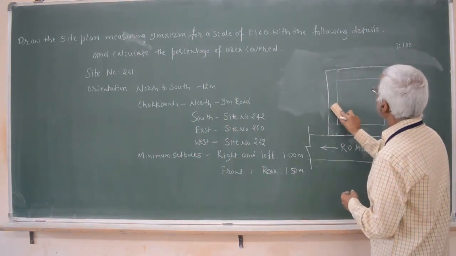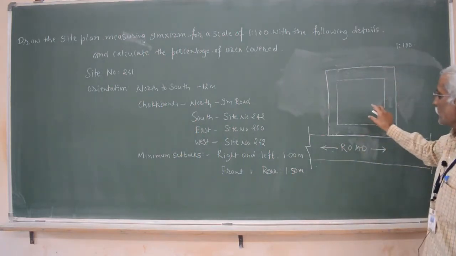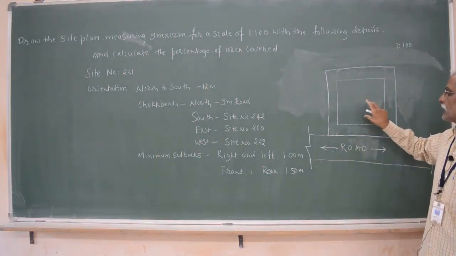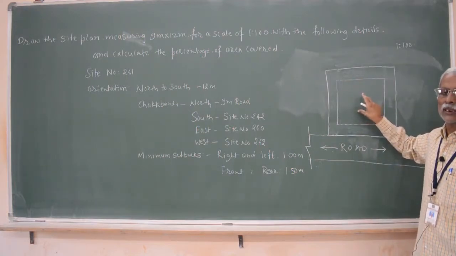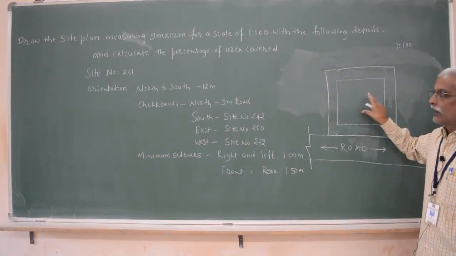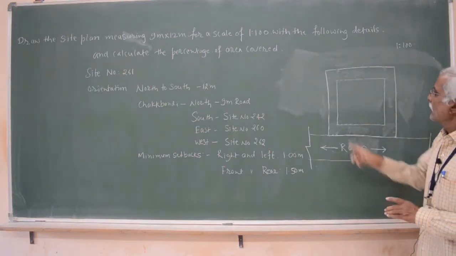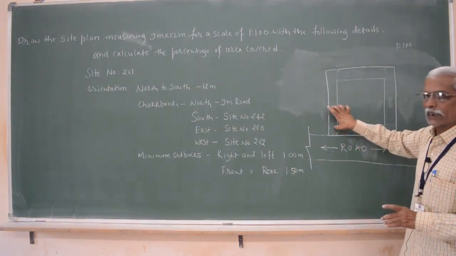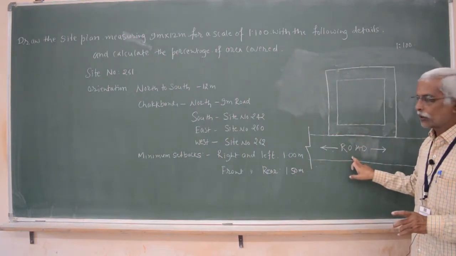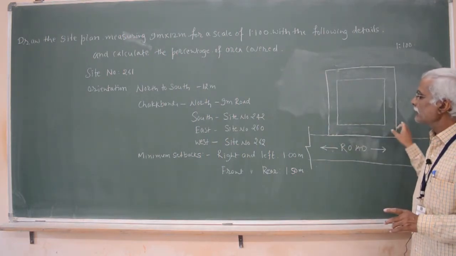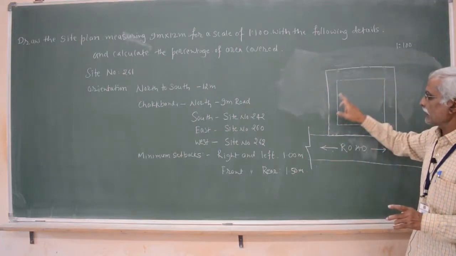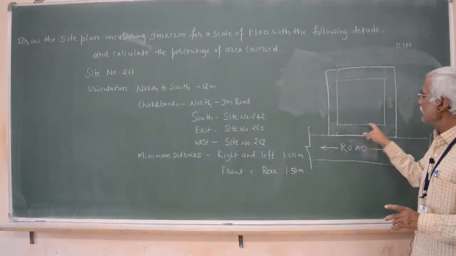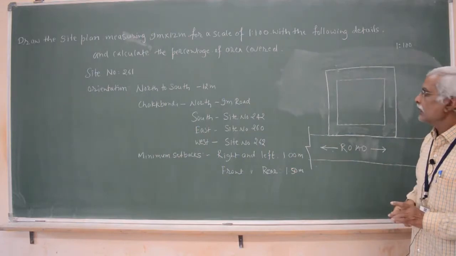Now inside there is one box. This is your built-up area, or this is your building area. Now first 9 meter by 12 meter. Then you have to show the road. Then you have to draw the front and rear setback, right and left setback. You will get the building area.